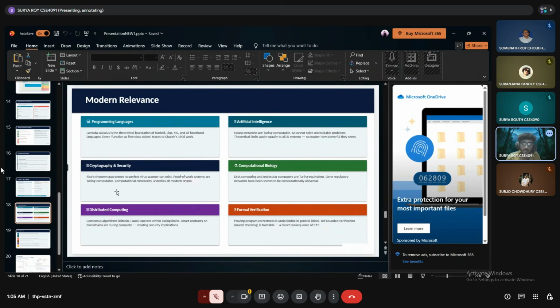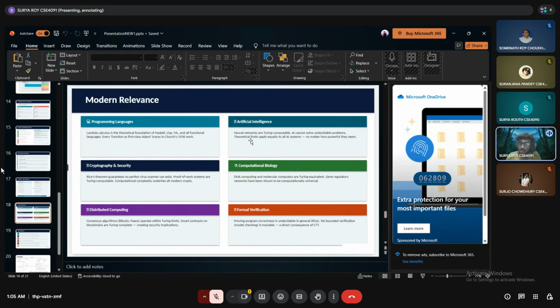Cryptography and security. Rice's theorem guarantees no perfect virus scanner can exist. Proof-of-work systems are Turing computable. Computational complexity underlies all modern crypto. Distributed computing. Consensus algorithms, Bitcoin, Paxos operate within Turing's limits. Smart contracts on blockchains are Turing complete, creating security implications.